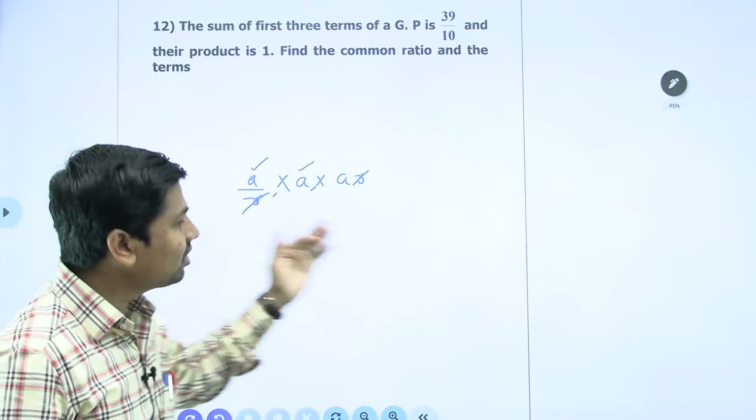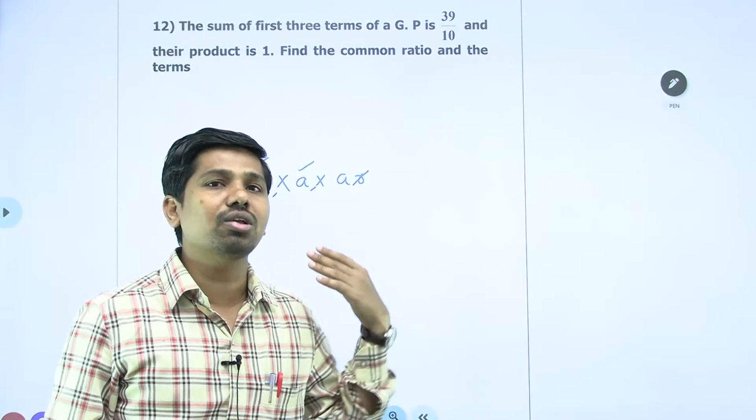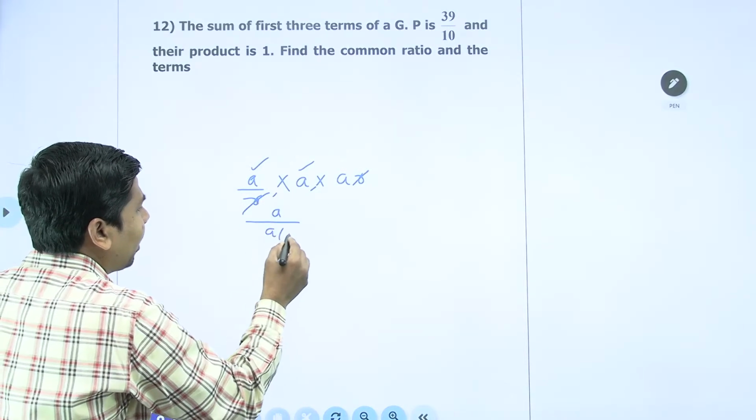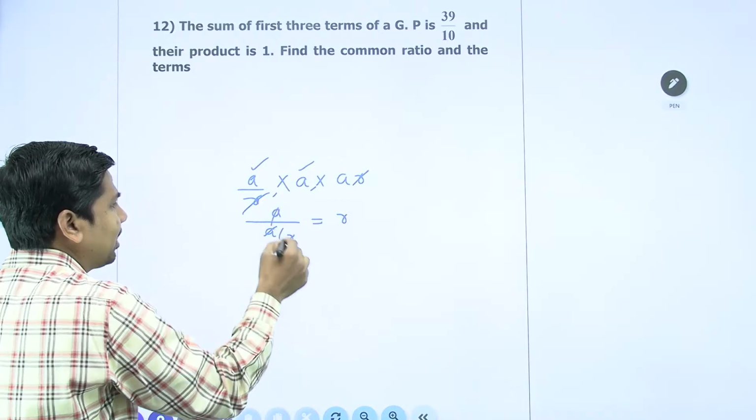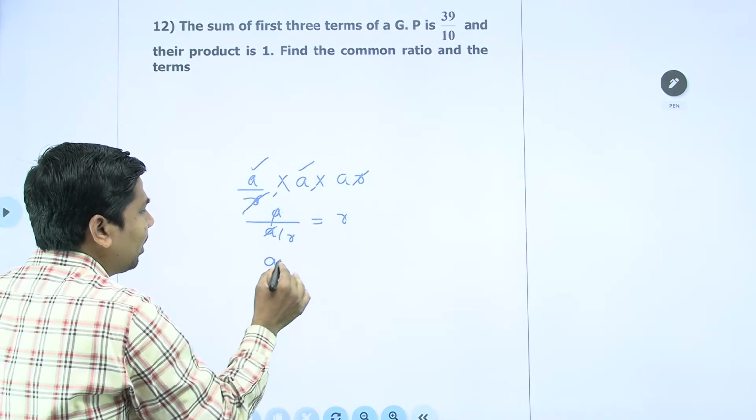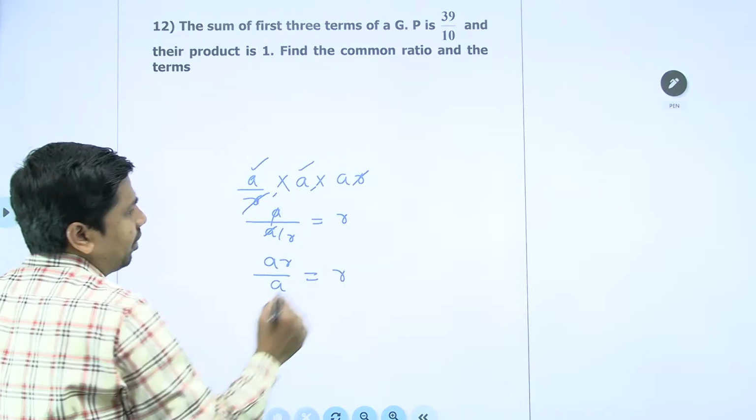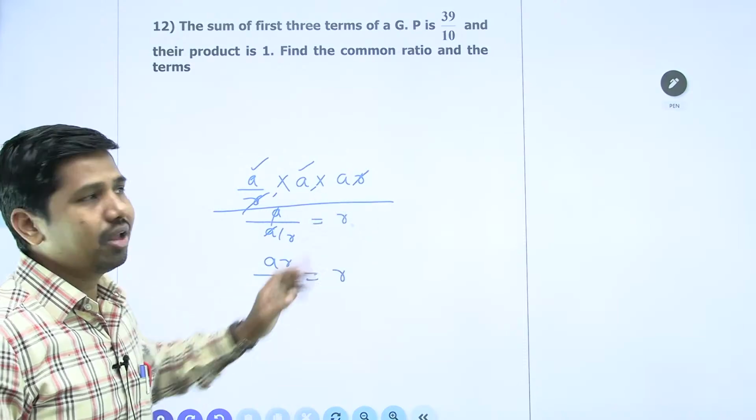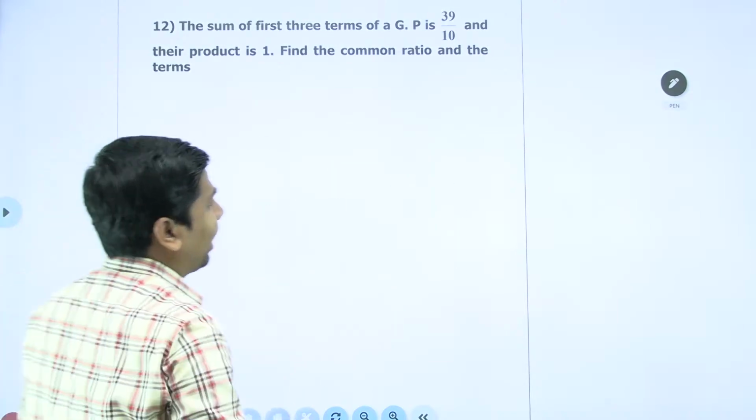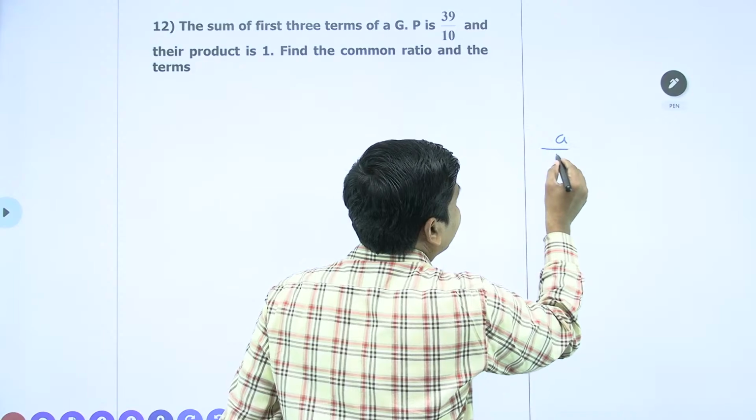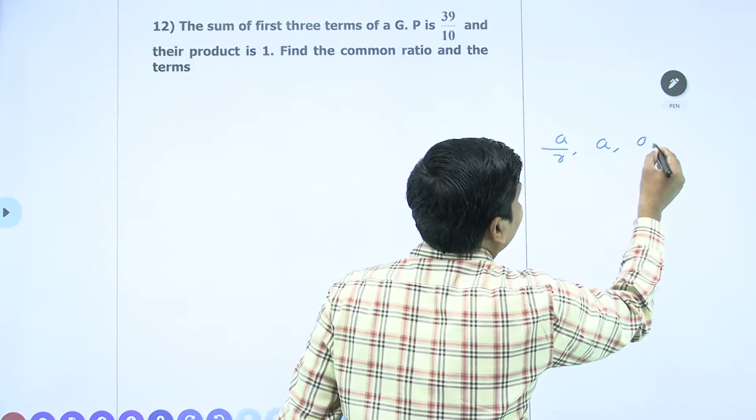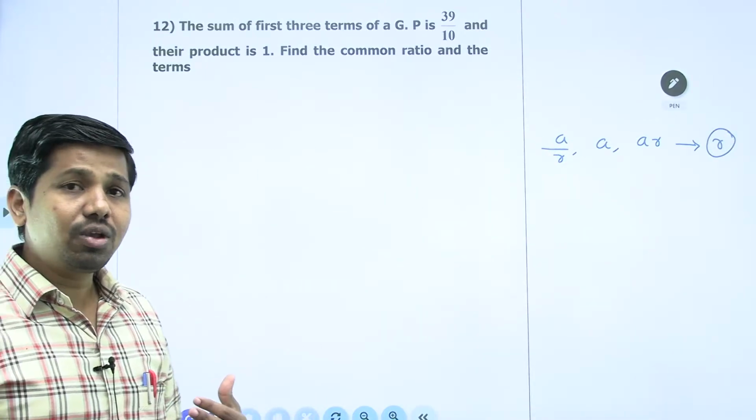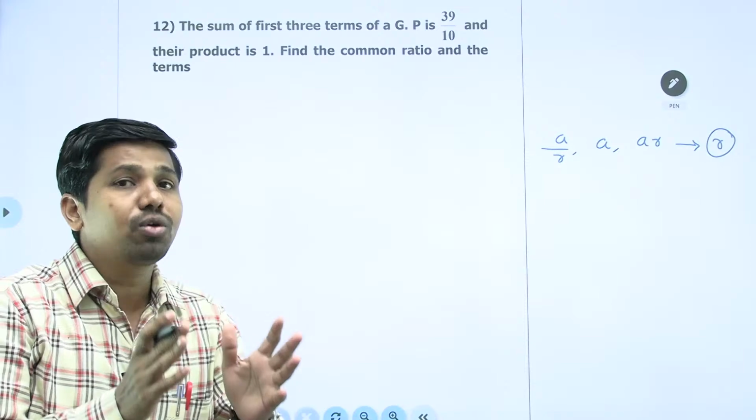How can we tell whether these three terms form a geometric progression? Definitely, because their common ratio is the same. When you take T2 by T1, A by R, right? What is the common ratio? R. A gets cancelled, R goes to the numerator. T3 by T2, AR by A, A gets cancelled again, R everything. So I can tell these three terms are in geometric progression with the common ratio R, right? So the three terms have to be taken as A by R, A and AR, where the common ratio will be R. Suppose what happens if he has given four terms, and the product of those four terms he has given.